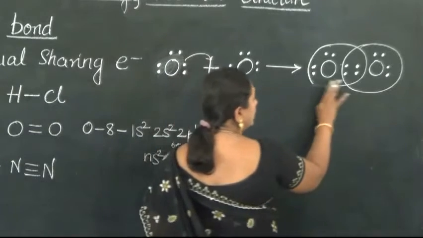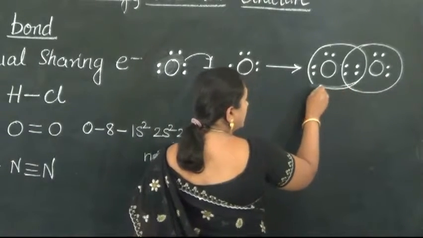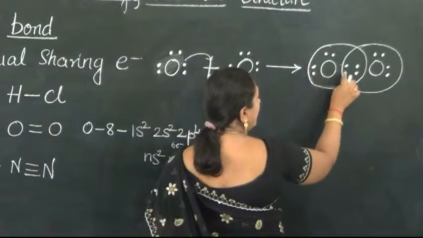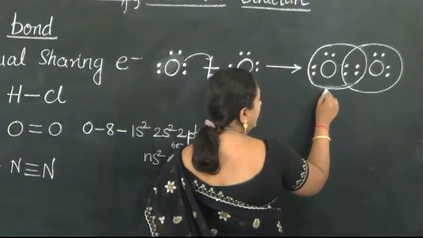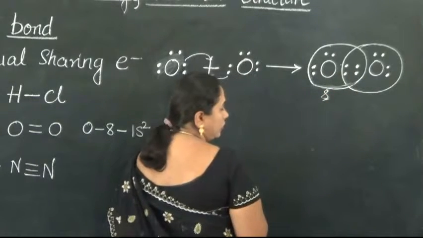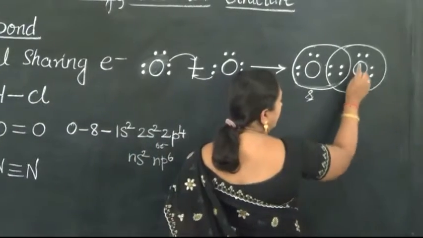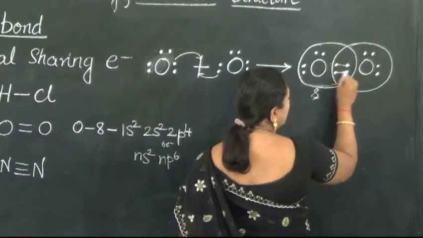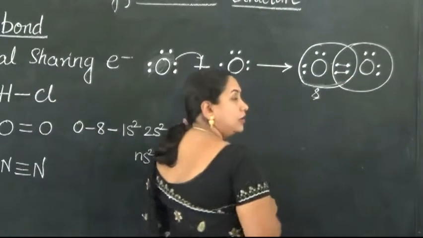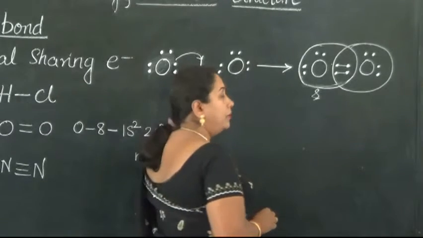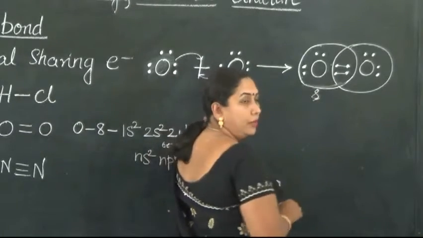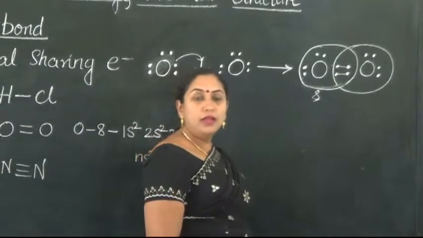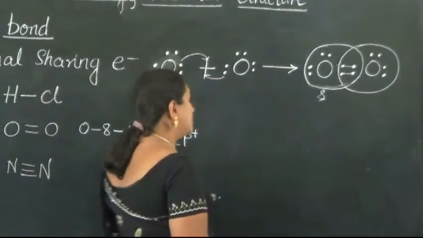Now let us count the number of electrons belonging to this atom of oxygen. 1, 2, 3, 4, 5, 6, 7, 8. So in the outermost shell it is having 8 electrons for this oxygen atom. Similarly, 1, 2, 3, 4, 5, 6, 7, 8. So these two atoms of oxygen are combined by double covalent bond. So this is an example where we find the existence of two covalent bonds.